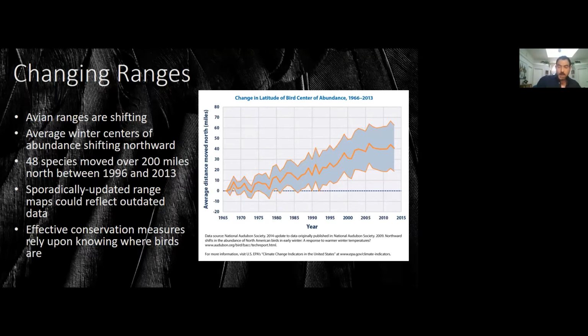And if you look at these expert-drawn range maps that we find in our field guides and on our bird apps, they're sporadically updated, and there is a high chance that they are reflecting outdated data. And beyond that, in order to effectively conserve birds and their habitats, we need to know where those birds are. We need to be staying current on what their ranges look like. And this is especially important in Florida.